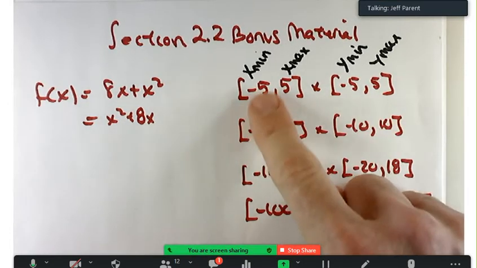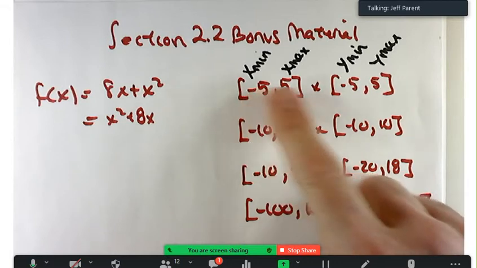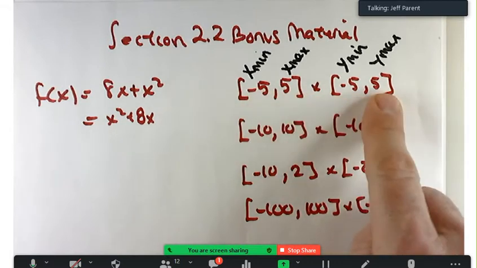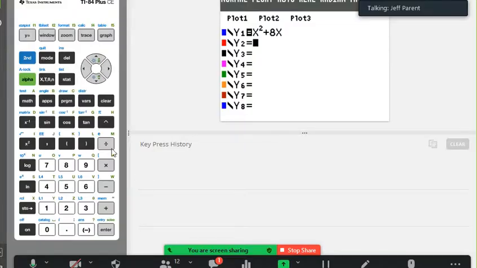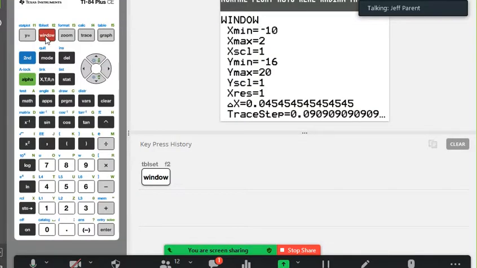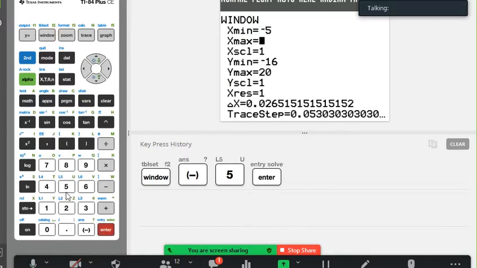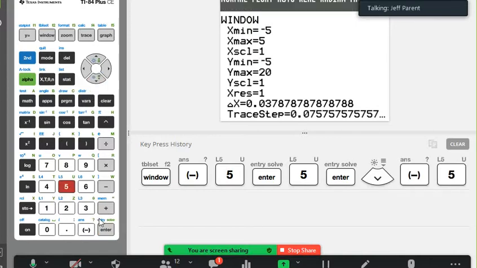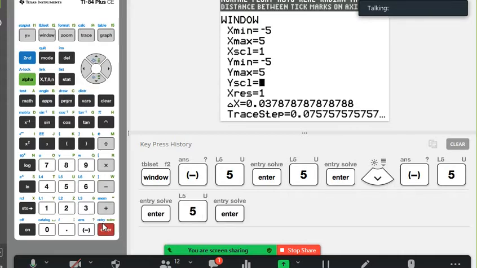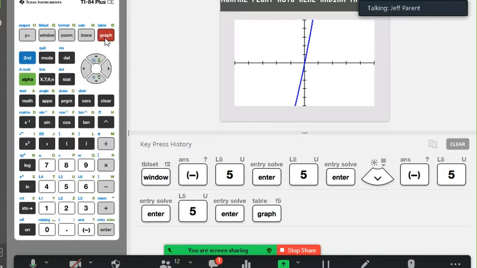Now, just so you understand, this is always your x min to x max and y min to y max. There's a few more settings on your graphing calculator than that, but we'll go over them in a minute. So I'll start out with -5 to 5. And then you skip over x scale, and then go -5 to 5 here as well. And then you should be ready to hit the graph key. And yeah, that doesn't look like a really good graph.